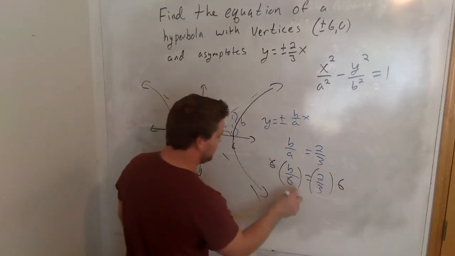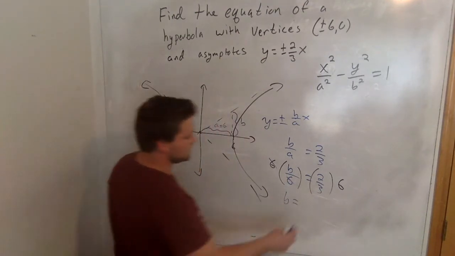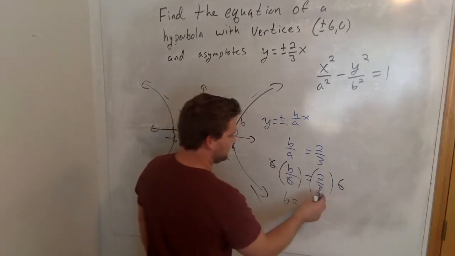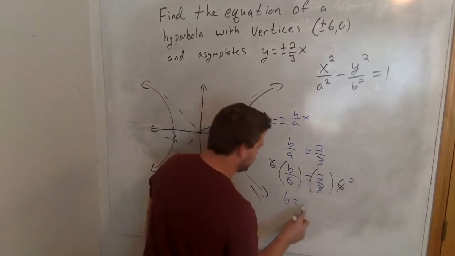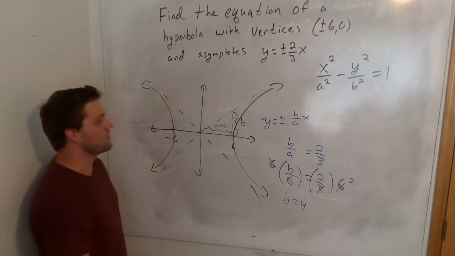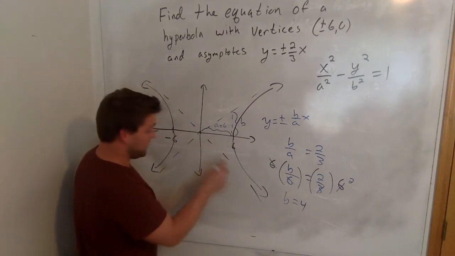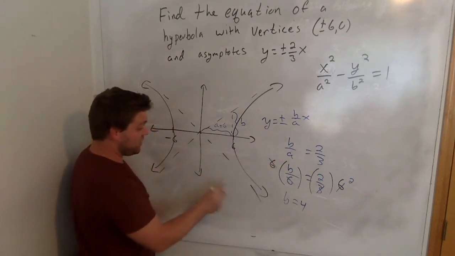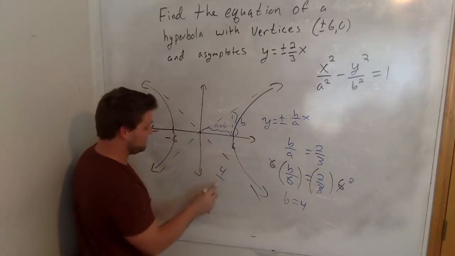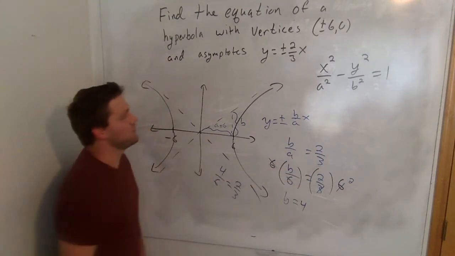The 6's cancel. So we have that b will be equal to, let's see, the 6 and the 3. This will cancel and make the 6 a 2. 2 times 2 will be 4. So b will be 4. Okay, so notice here that A is 6 and B is 4. So if we do B over A, B is 4, A is 6. This reduces to 2/3, which is the slope that we were given.